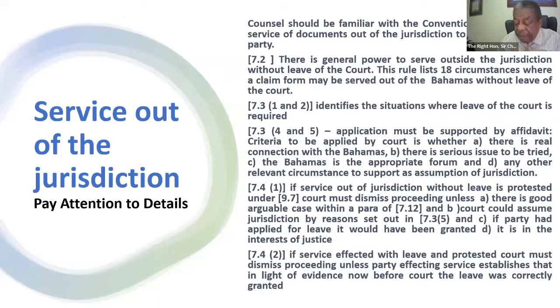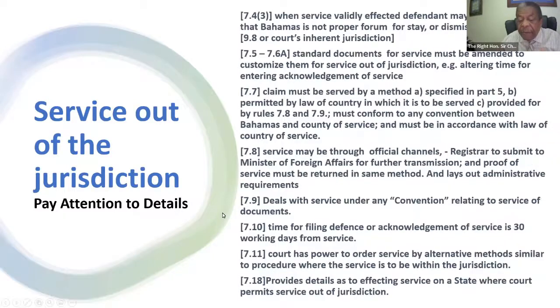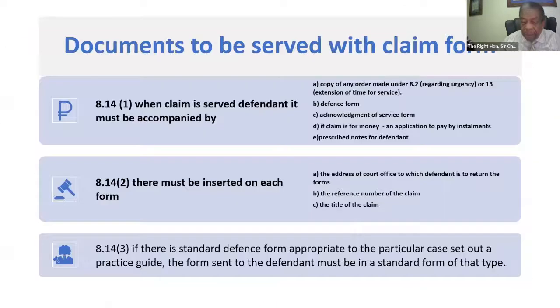Now, the rules also specify that if service out of the jurisdiction is protested, the standard and onus of proof is clearly placed on the serving party, because the rules say that the court must dismiss proceedings unless there's a good arguable case. That's the standard and burden of proof. I don't need to go through these details, except to emphasize the importance of paying attention to the details set out in Part 7 for service outside of the jurisdiction.